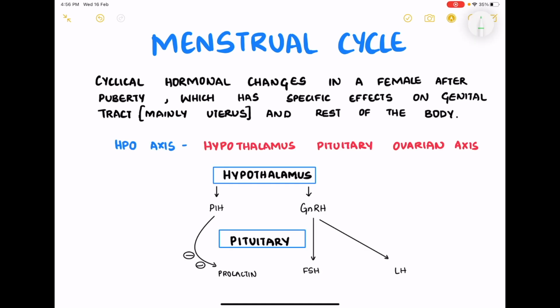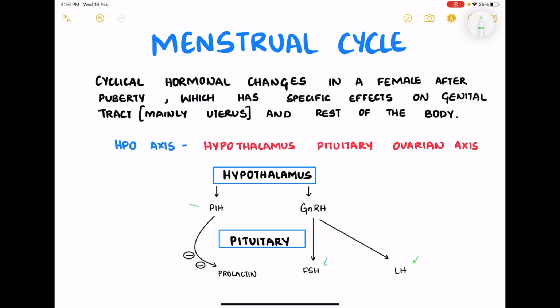Let us first understand the HPO axis, which is the hypothalamus-pituitary-ovarian axis. The hypothalamus, which is the highest center for hormonal control, produces GnRH, gonadotropin releasing hormone, which acts on the anterior pituitary and stimulates the production of FSH, follicle stimulating hormone, and LH, luteinizing hormone.